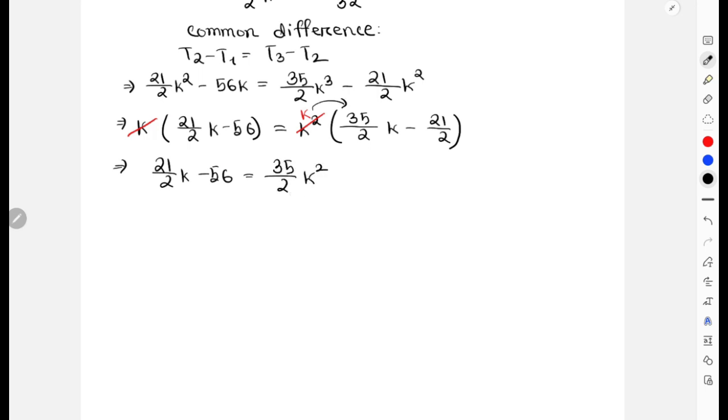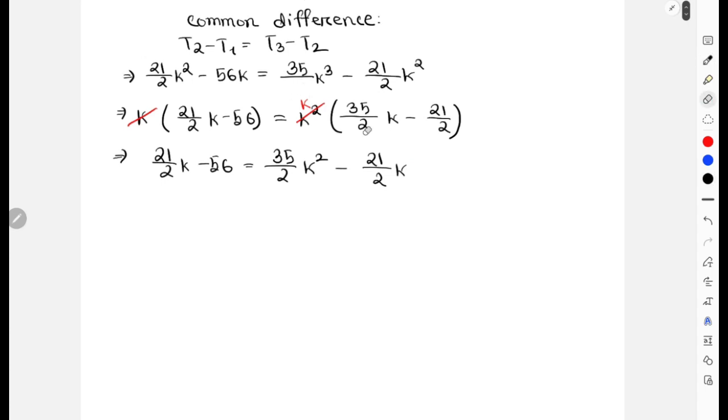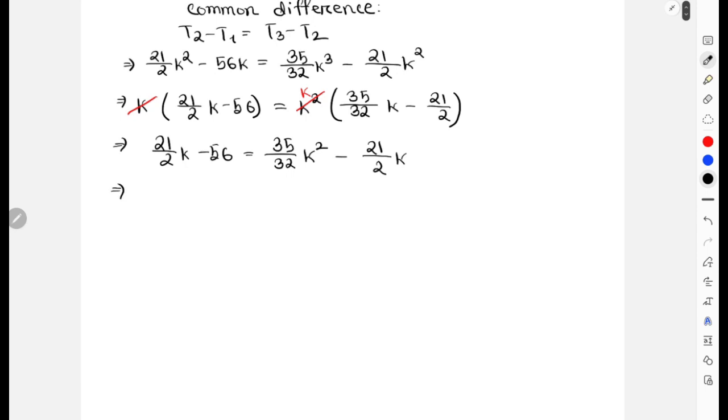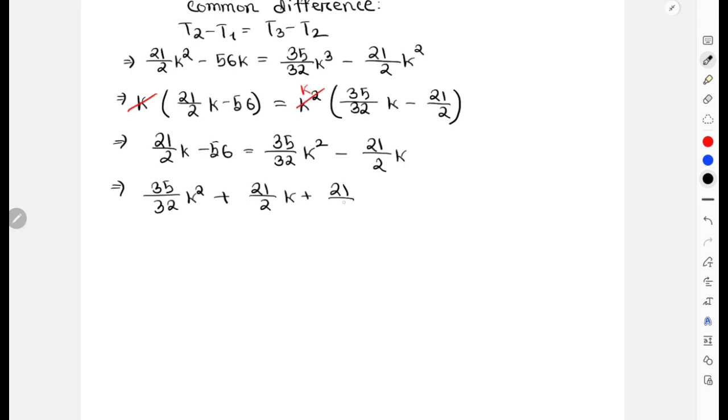I'll just multiply that k with the rest of the things we have in the bracket, and 21 over 2k. I can clearly understand at this point, oh wait one minute, this was actually 32, not just 2. Right, this was 32. Now from this point I can create a quadratic equation. That is basically taking 21 by 2, 21 by 2 together, and you just have to do LCM over here. So we can write it like this: 35 by 32 k square plus 21 by 2k plus 21 by 2k minus 56 equals 0.